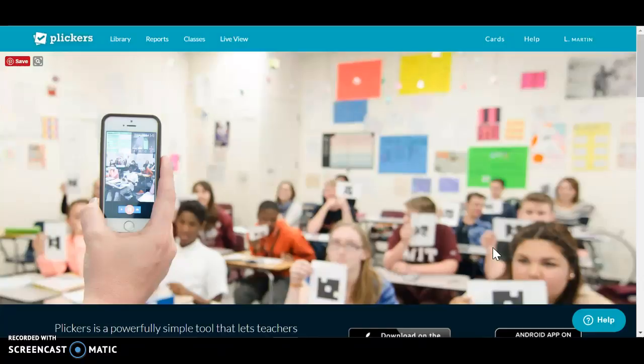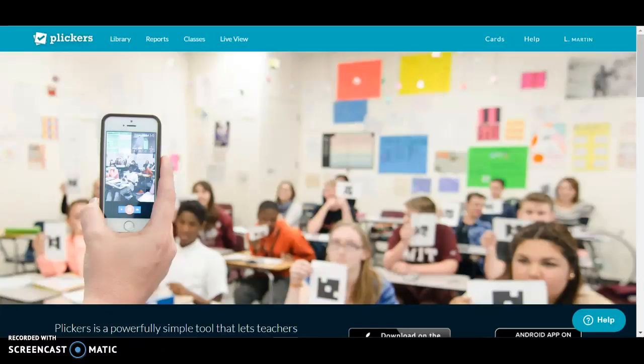This picture is the live view where students are looking at a question posted on a projector. They hold up their Plicker to indicate the correct answer. The teacher uses their smartphone to scan the room, and it generates a quick report on how many students answered the question correctly and which students did and which students did not.